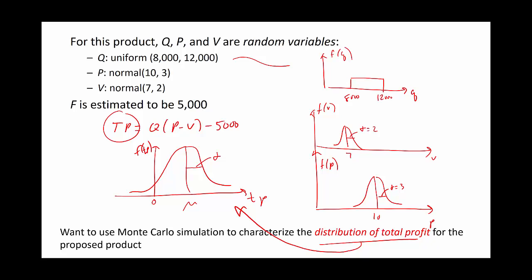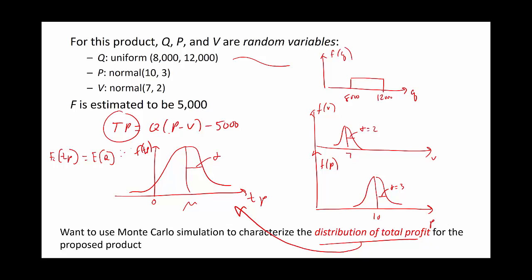So I'd like to be able to use Monte Carlo simulation so I can estimate this distribution and its corresponding parameters. So before we get to the Monte Carlo simulation, I will note that one thing we can do is we can get the expected value of total profit if we simply apply the corresponding expected value of Q and so on.